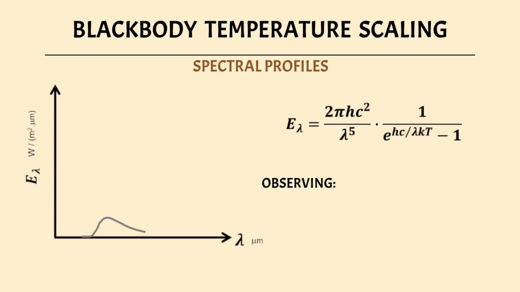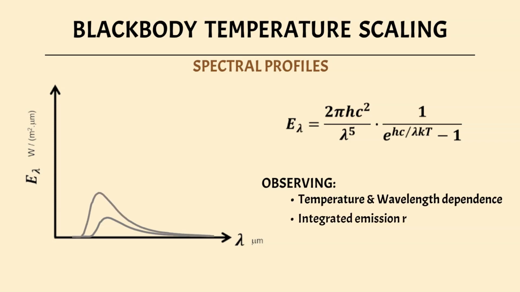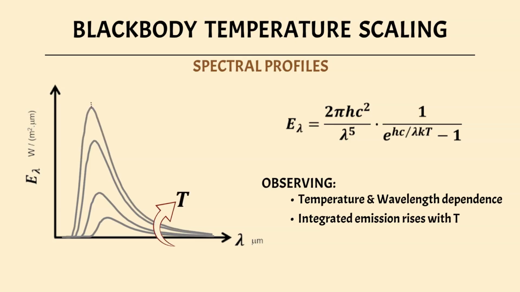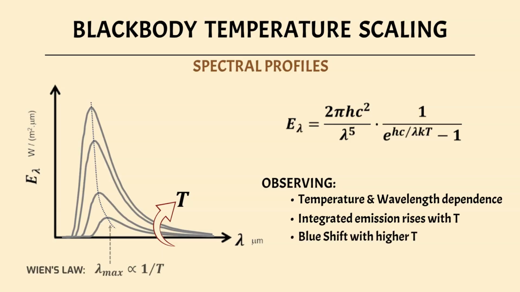As temperature increases, the curve becomes taller and narrower, with the total integrated emission rising, in line with the Stefan-Boltzmann law seen earlier. At the same time, the peak shifts to shorter wavelengths. This is Wien's displacement law in action. The peak wavelength is inversely proportional to temperature. This blue shift means hotter objects radiate more in the visible and even ultraviolet range.